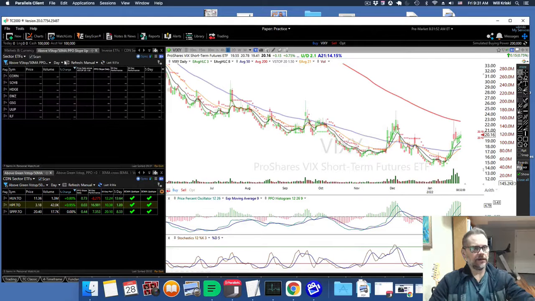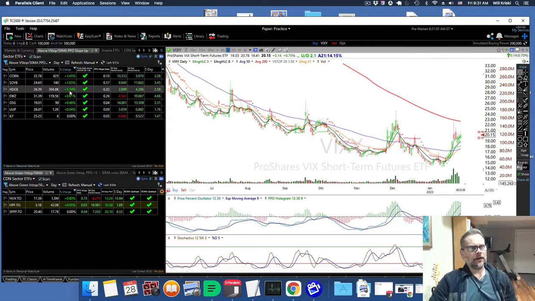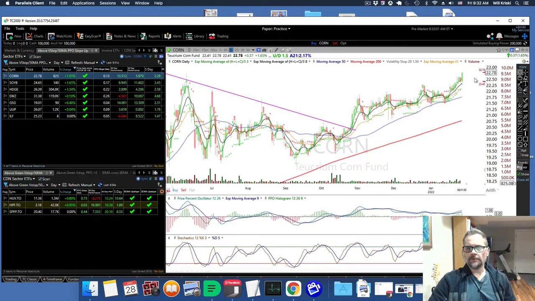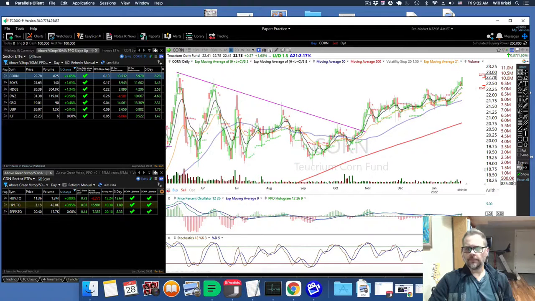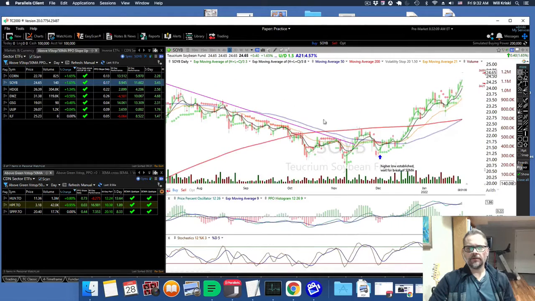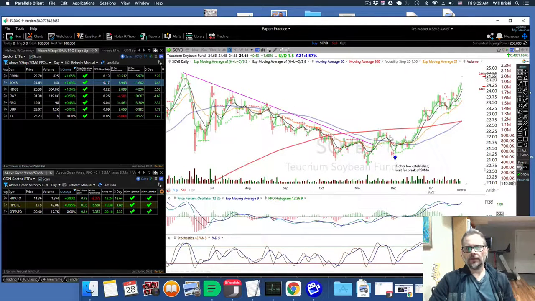So then what I do is I go to my sector ETFs for US or Canada, and I do a screen. So I'm trying to find things that are above the 50 in an uptrend, and you can see corn. Momentum is sloping up as well. Corn, soybeans. There's a big down slope, but then it broke through. Right around here, you can see you've got higher lows established.